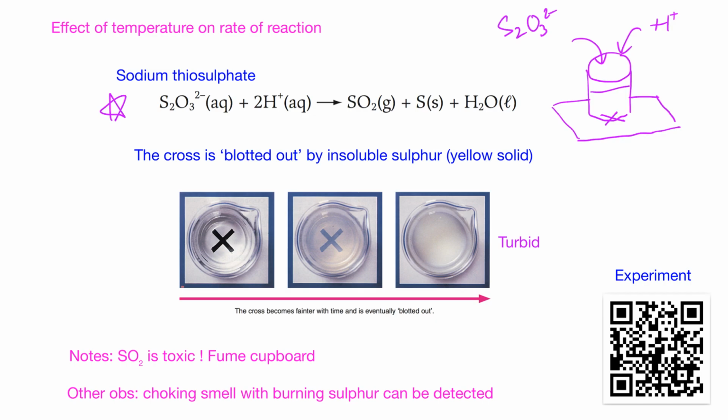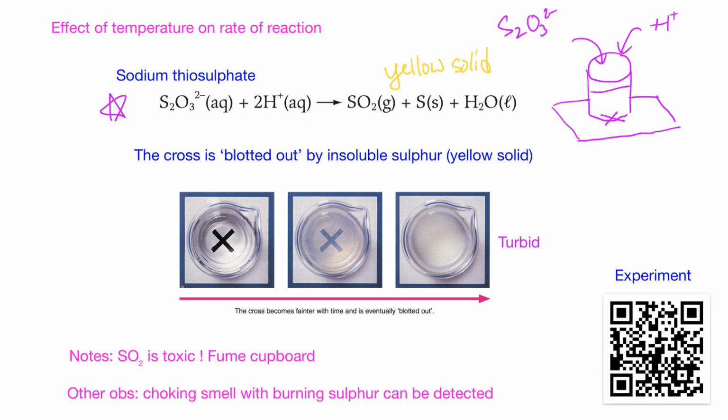At the very beginning, because the solution is colorless, you can clearly see the cross at the bottom of the beaker. But as time goes by, we've formed some sulfur. Sulfur is a yellow solid. So as time goes by, more and more solid forms in the solution. And bit by bit, you'll find that the image of the cross at the bottom of the beaker will be slowly blurred, and at the end, if we have sufficient yellow solid formed, the cross will be blocked out by this insoluble sulfur, and we can't see the cross, like this picture. So we describe the solution as turbid.